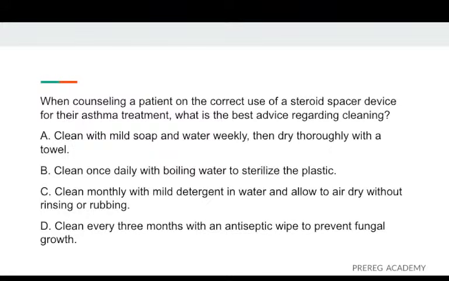Then what's the MHRA advice regarding PMDIs? Does anyone know what the MHRA advice regarding PMDIs is? Basically, the MHRA has received reports of patients who have inhaled objects into the back of their throats. So patients should be reminded to remove the mouthpiece cover fully, shake the inhaler device, and check that the mouthpiece is clear before inhaling. That's one thing you need to remember as well.